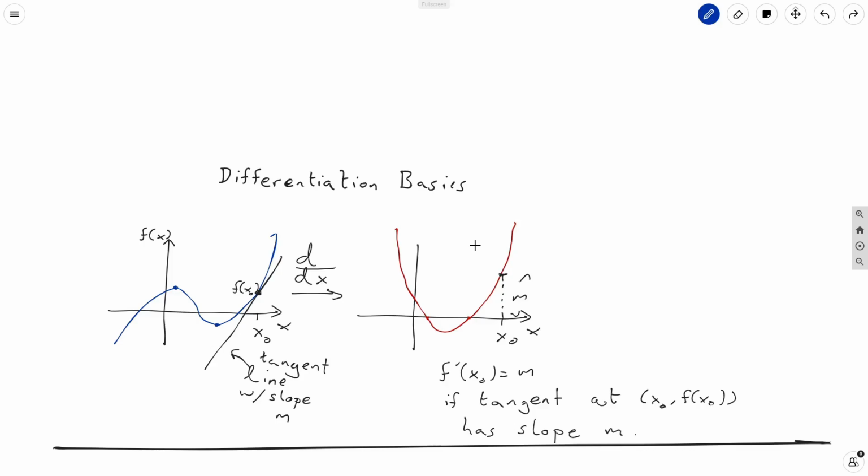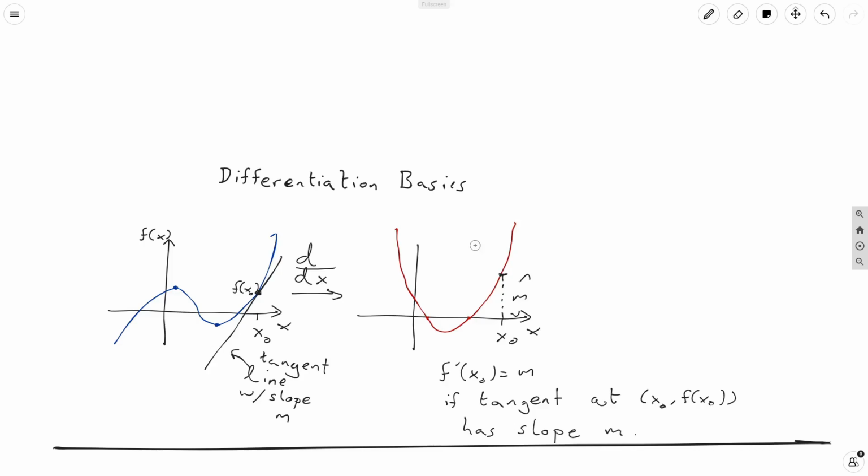Now this line will have a certain slope m. In this case, m is clearly positive because it's going up. Remember that a slope is positive if it's going in this direction, negative if it's going like this, and 0 if it's going flat across. But this x0 has some slope m, and then the derivative at the same point will therefore have height m, and that's how we generate the derivative.